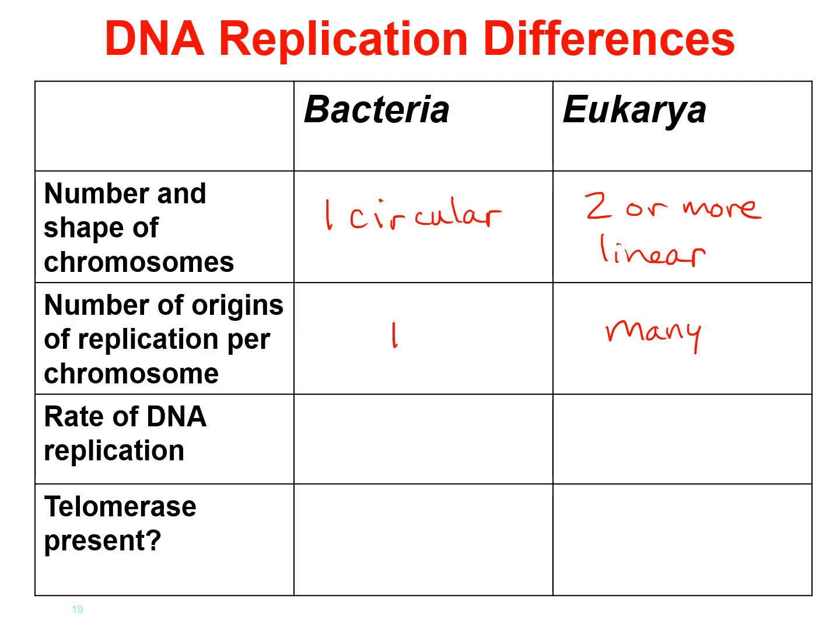And then as far as the rate of DNA replication, bacteria are going to be pretty fast. They're going to be very quick at replicating their DNA, whereas eukaryotes are going to be slower because they just have a lot more DNA to replicate. And bacteria do not have any telomerase because they don't have any telomeres. Their chromosome is circular. They don't have any ends to their chromosomes. And eukaryotes do have telomeres and they do have telomerase.